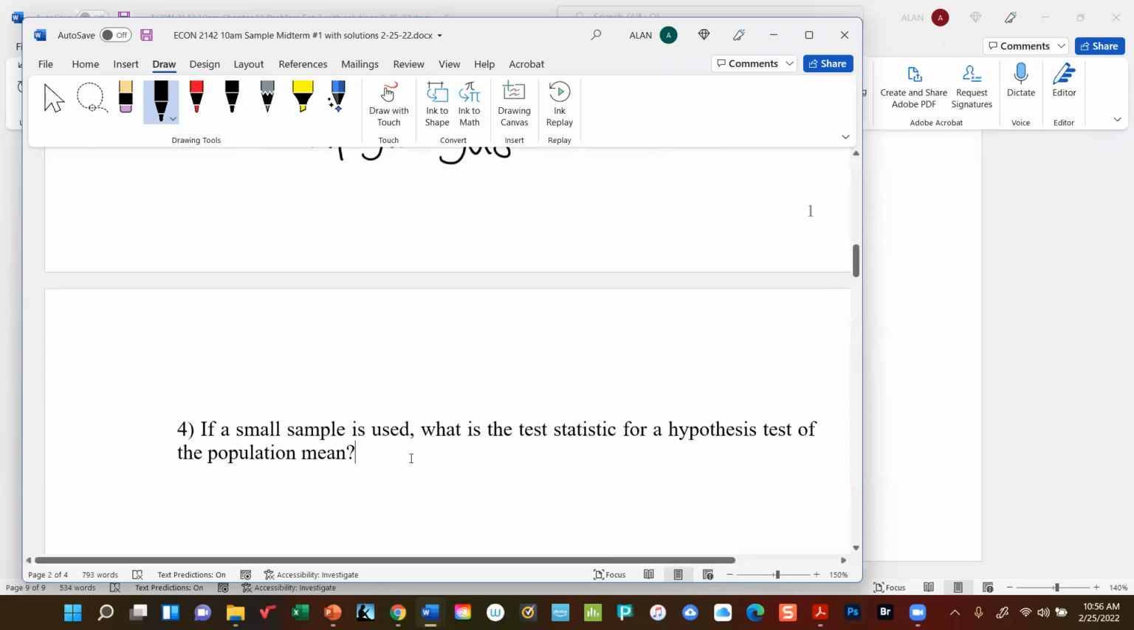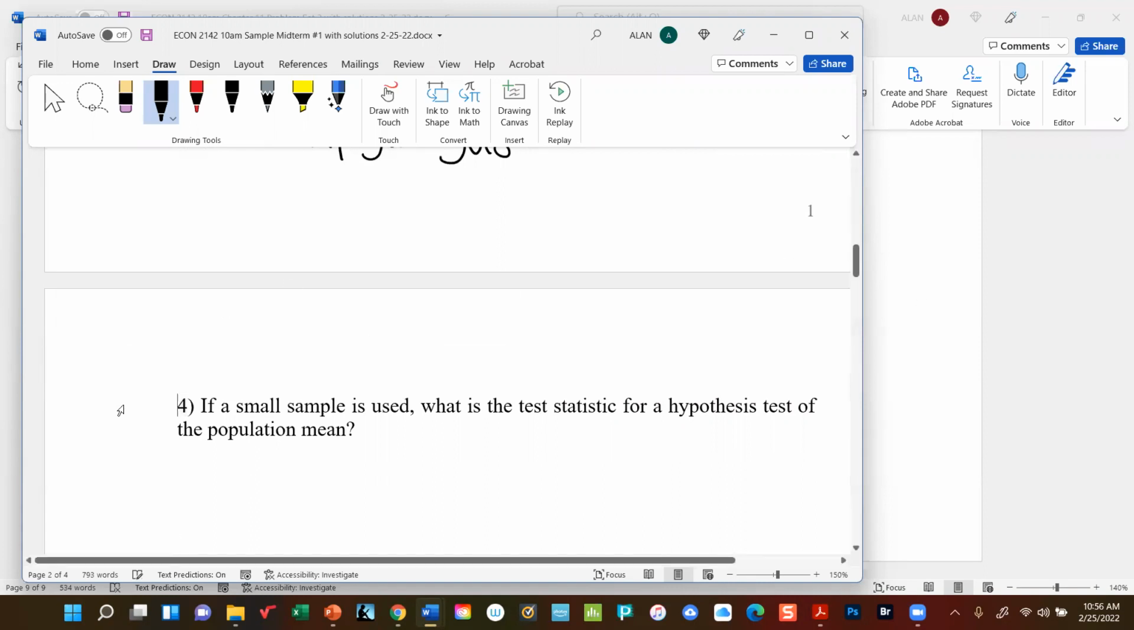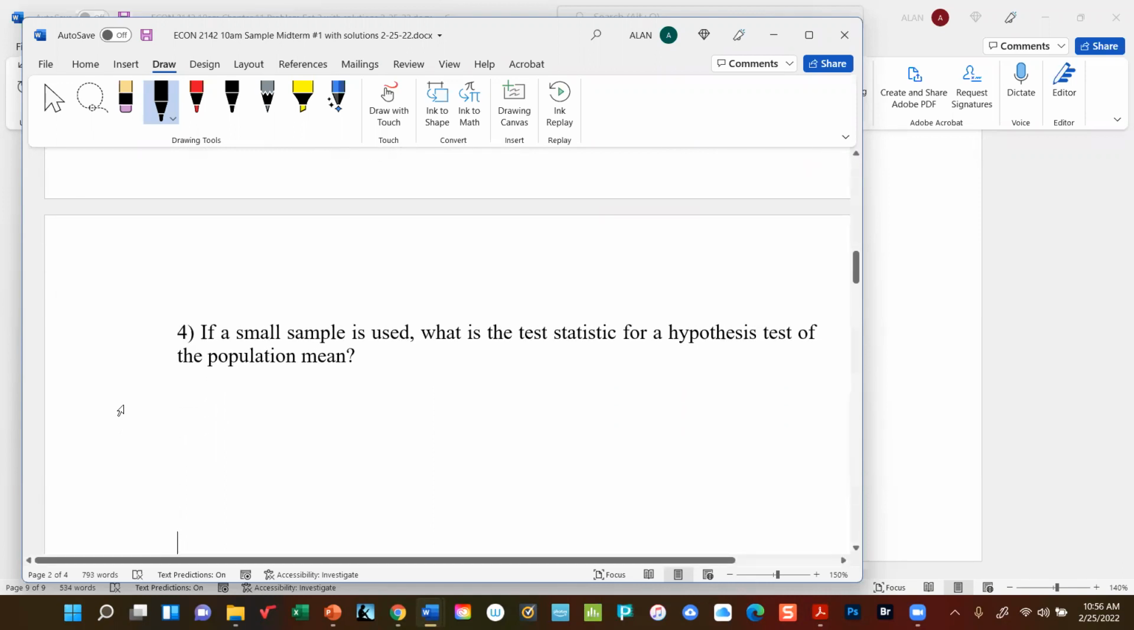All right, if a small sample is used, what is the test statistic? See, this time it does say for the population mean. Well, that was a good idea. So remember, well, this one actually needs to be fixed too, but the intention here, and I'll make sure this is clear on the actual test. I will make sure that you don't have any issues.